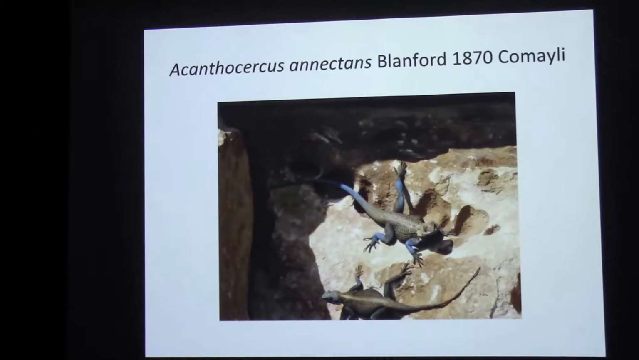Acanthocercus annectans is a Blandford 1870. You may recall from a previous HERP group when I was doing a history of herpetology that William Blandford was a British naturalist who was also a medical doctor, and he went on the British military expedition against Ethiopia in the 1860s to rescue hostages that were being held by the Emperor of Ethiopia. And Blandford went along on the trip, and as he went, he collected, including Acanthocercus annectans. I'll have some pictures of the type locality area in a second.